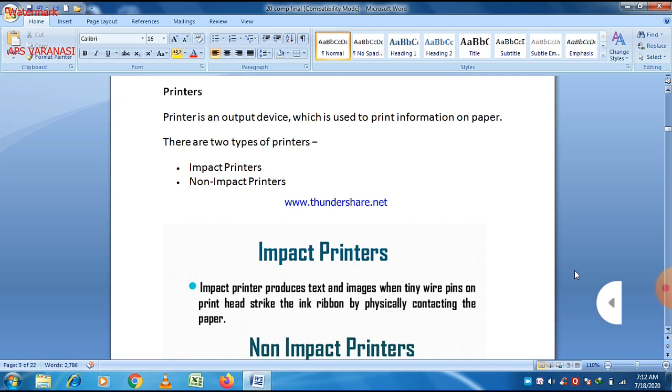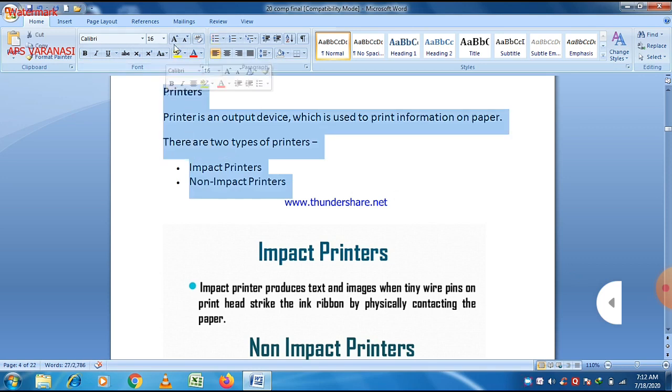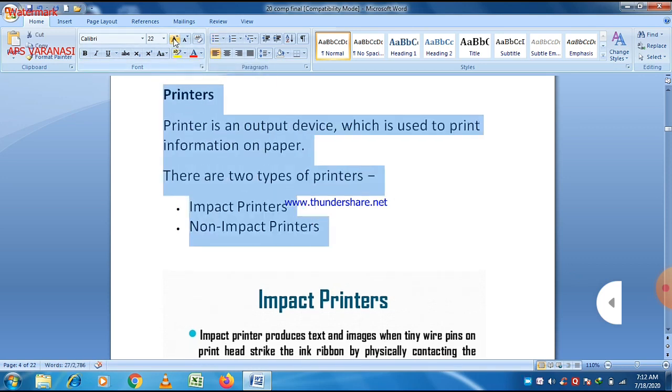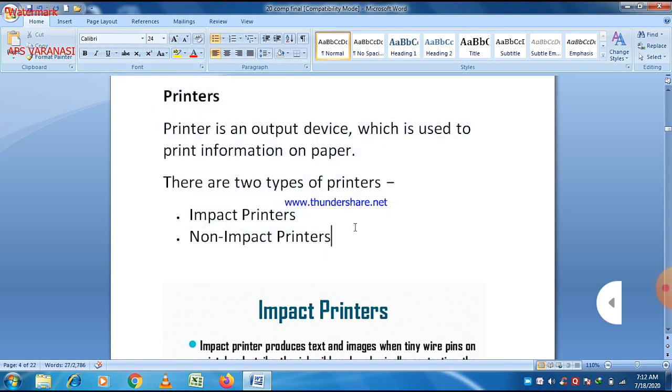Now our second output device is the printer, and this is also very common. We can get a hard copy or hard output from a printer. So a printer is an output device which is used to print information on paper, and there are two types of printers, basically impact printer and non-impact printer. It may be asked in examination which output devices give you a hard copy of output. Printer is one of them, plotter is another.